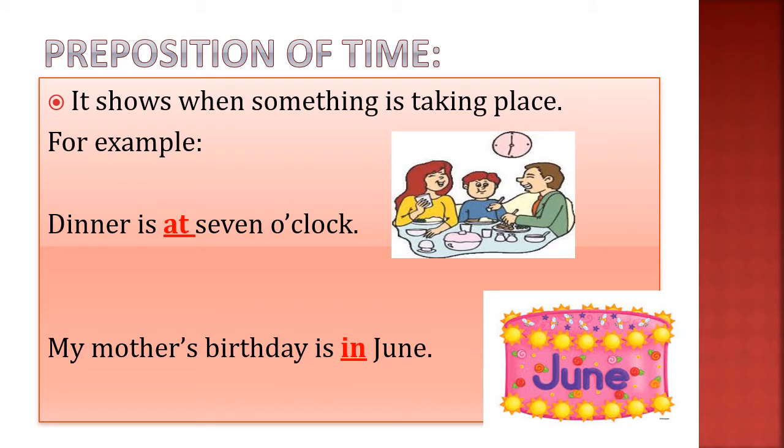Sentence number 2, my mother's birthday is in June. Again time related. So preposition of time tells us when something is taking place, when an action is going to happen.